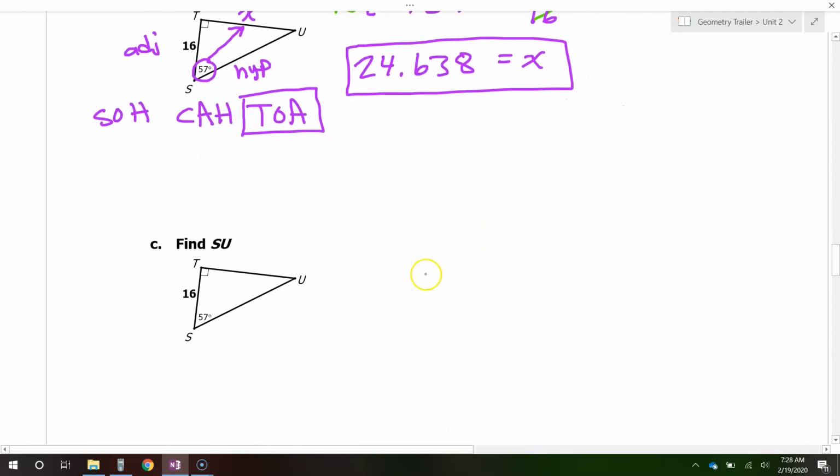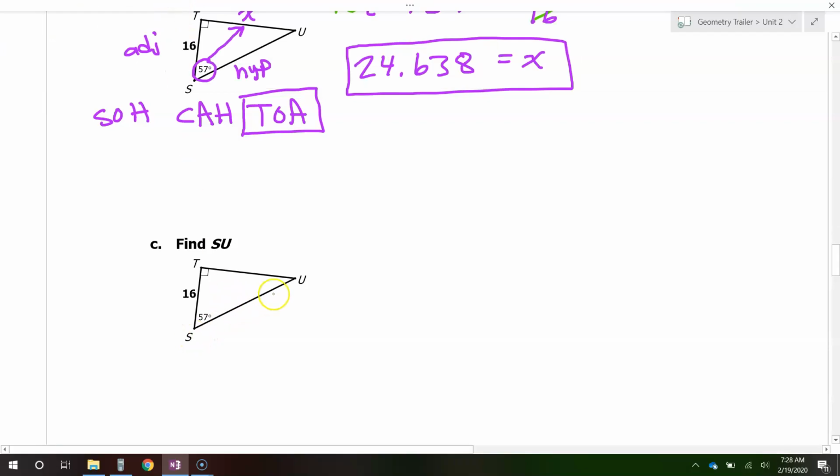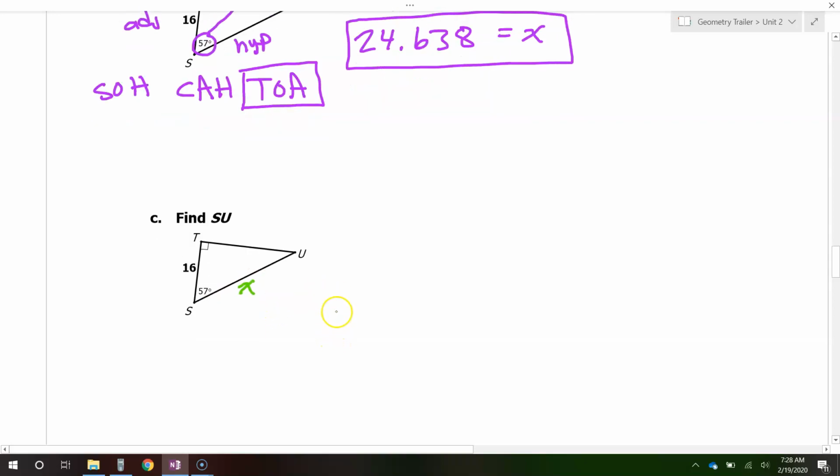All right, what's next? So now we're going to find side SU. SU is right here, so let's go ahead and put an X there to show that that's what we are looking for. Now, where's the hypotenuse? Well, this is actually the hypotenuse. It is across from the 90-degree angle. Circle the angle you're given, draw an arrow. That'll be the opposite side. The other side is the adjacent side.